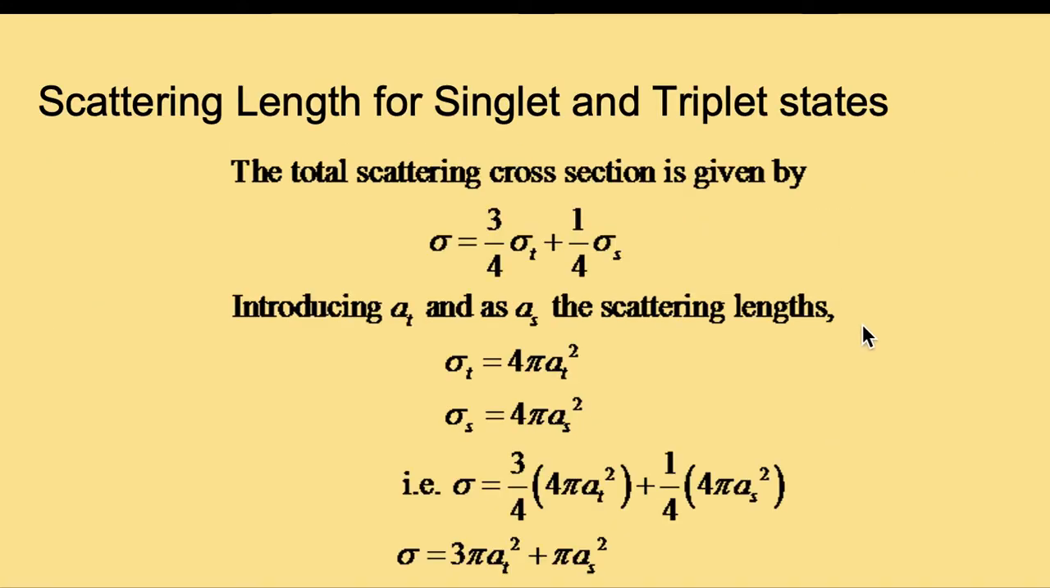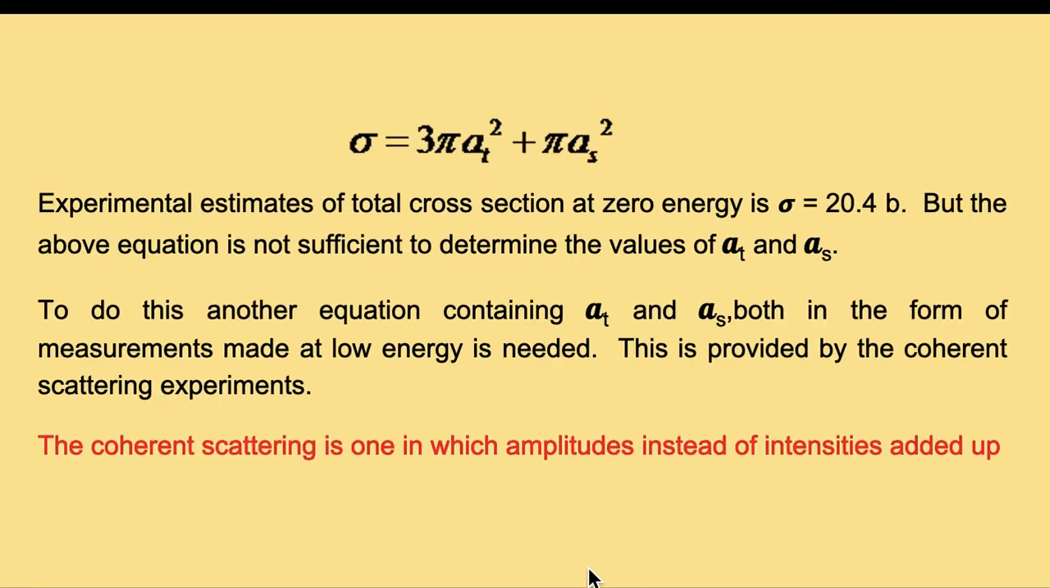Now, the scattering length for singlet and triplet states. The total scattering cross section is given by sigma equal to 3 by 4 sigma t plus 1 by 4 sigma s. This we have already written. And introducing AT and AS as the scattering lengths for the triplet and singlet states, sigma t you can write as 4 pi AT square and sigma s as 4 pi AS square. Substituting, sigma is 3 by 4 times 4 pi AT square plus 1 by 4 times 4 pi AS square, or you are getting sigma is 3 pi AT square plus pi AS square.